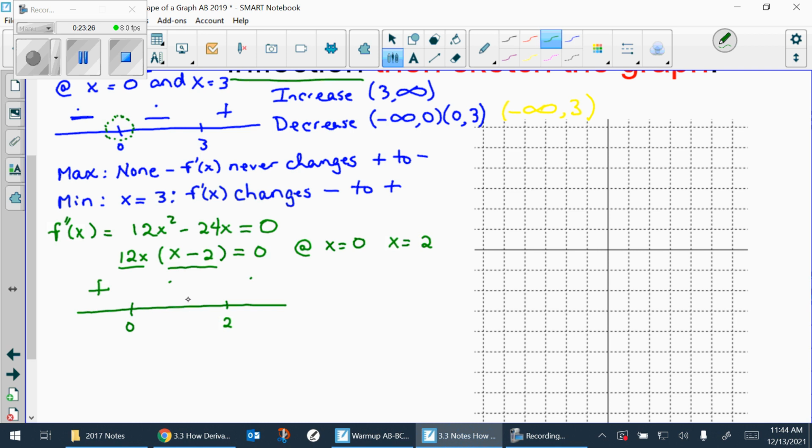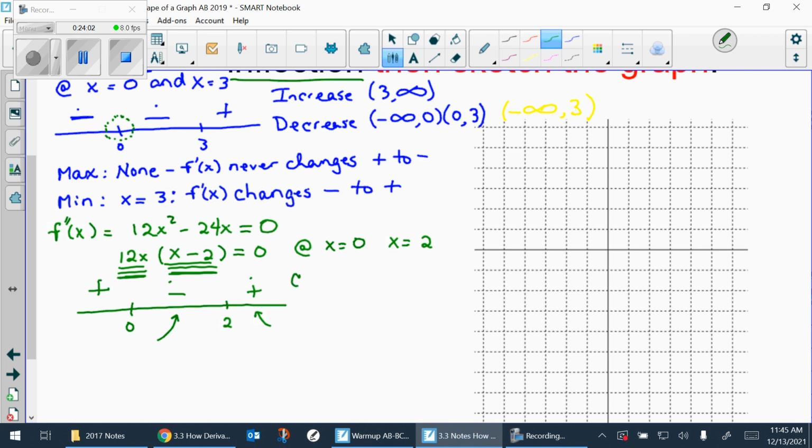What if I choose something in this interval right here? If I choose something like a 1, well, this is positive, and this is negative, and a positive times a negative is negative. What if I'm checking this interval right here? Anything greater than 2, and this is positive. This is positive, so I get a positive result. And those are the signs of the second derivative.